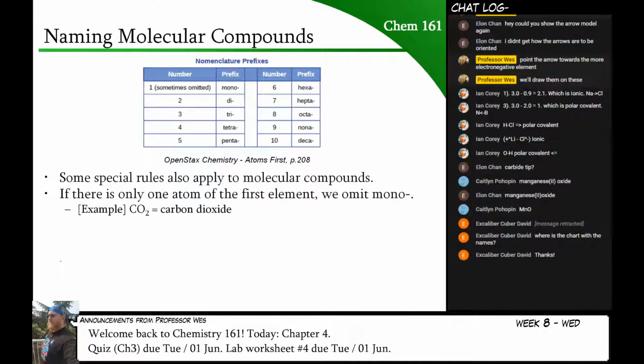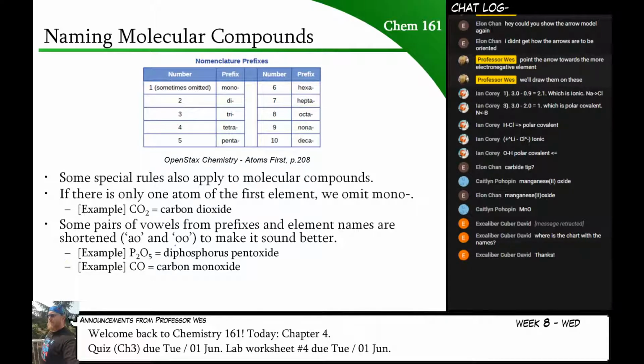For CO, I would write carbon monoxide. And that makes sense, except it sounds a little weird, right? Well, if you have a prefix that ends in A, which is most of them, and the next letter is O for oxygen, we get rid of the last letter of the prefix. So for anything that has oxide in there, you may chop off the last letter of your prefix. So hexa would become hex, or tetra would become tetr. Instead of saying tetraoxide, you'd say tetroxide.